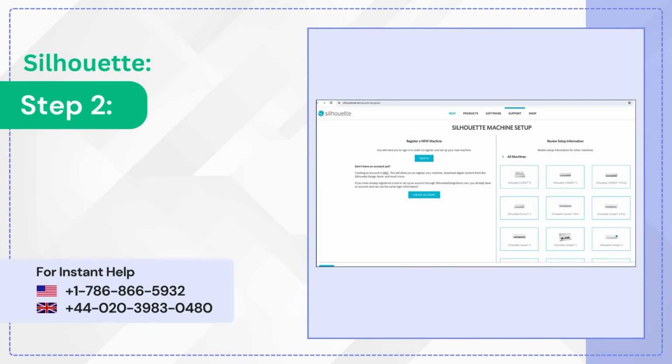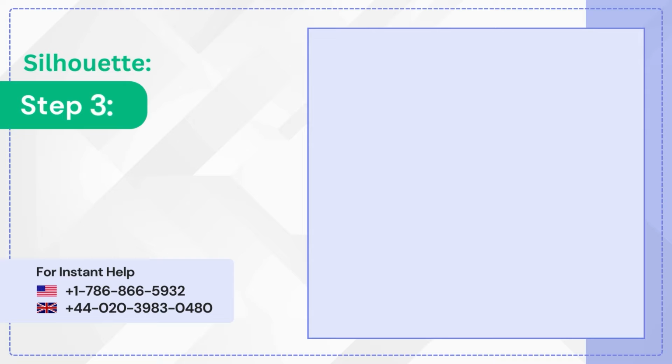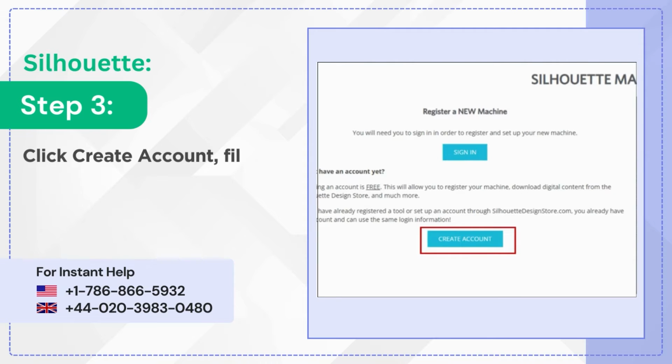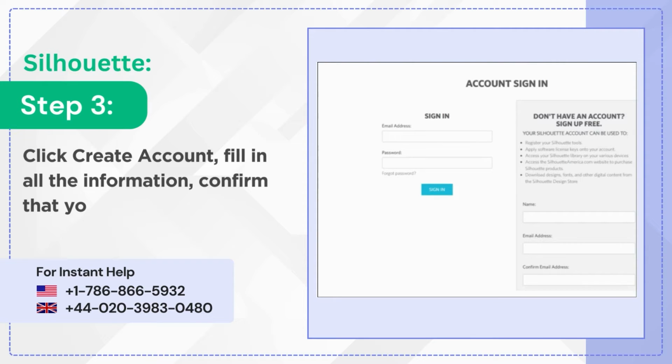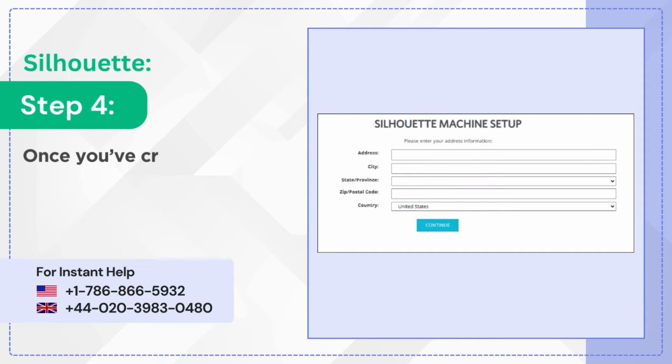Step 2. Open the web browser and visit the official Silhouette setup page. Step 3. Click Create Account, fill in all the information, confirm that you're not a robot, and click Create Account. Step 4. Once you've created an account, fill in your address and click Continue.